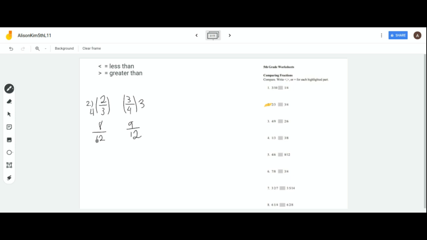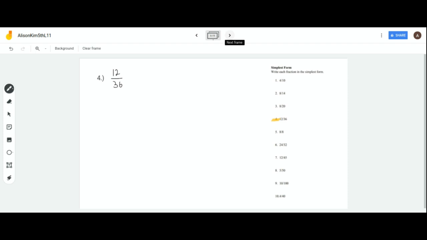So now we have the same denominators, right? So once we have the same denominators, we just look at the numerators, and whichever is the highest is the greatest. So we know that 8 is less than 9, right? So we put the less than sign. So your answer will be 2/3 is less than 3/4.